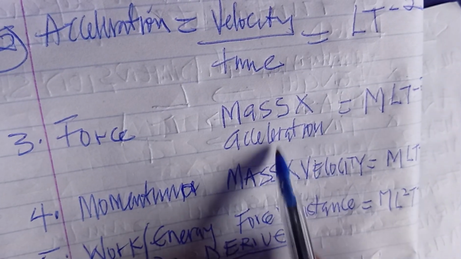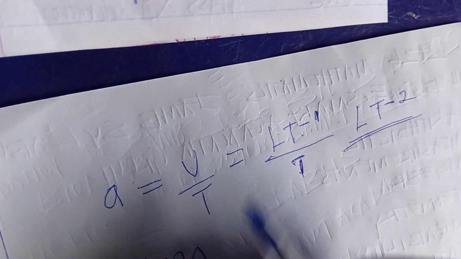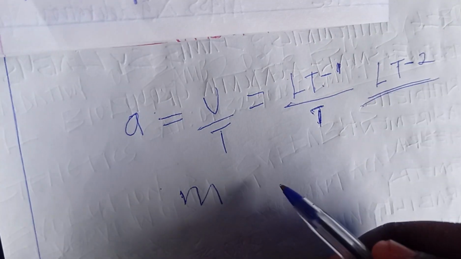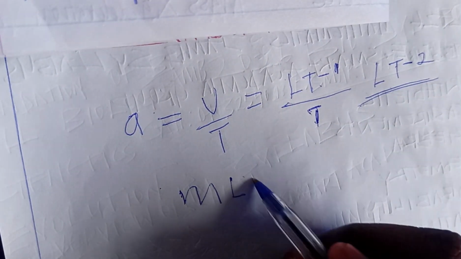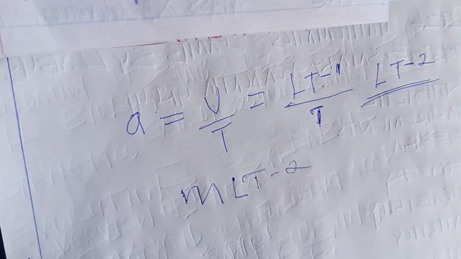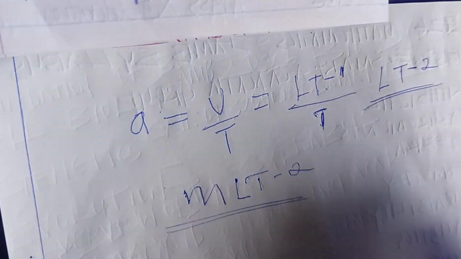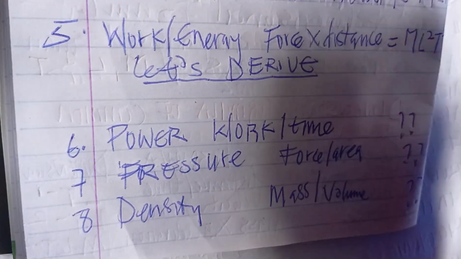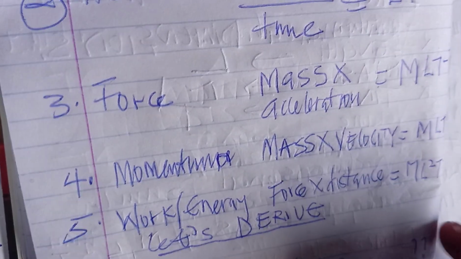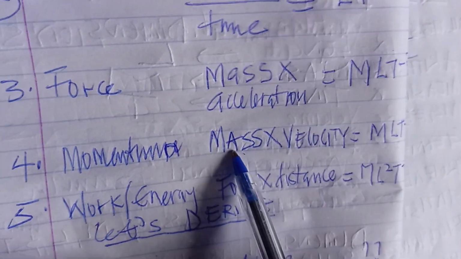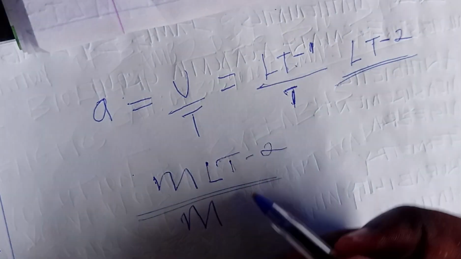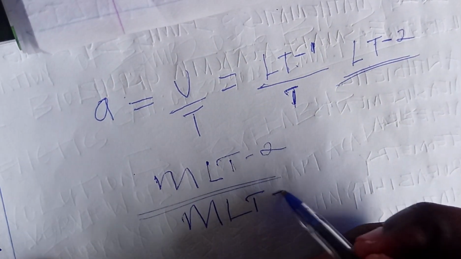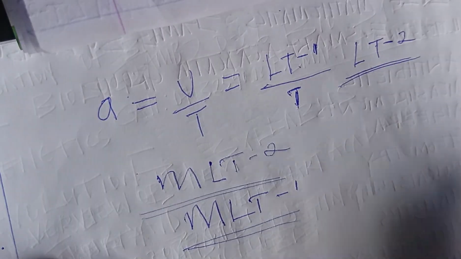Let us go into force. Force is mass times acceleration. Mass is m, right? We have already gotten acceleration, so you put it this way: MLT^-2. That is for force. Are you there? For momentum, momentum is the product of mass and velocity. So you bring out your mass m, velocity is LT^-1. This is for momentum. Are you getting me now?